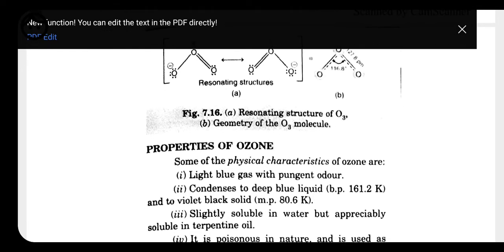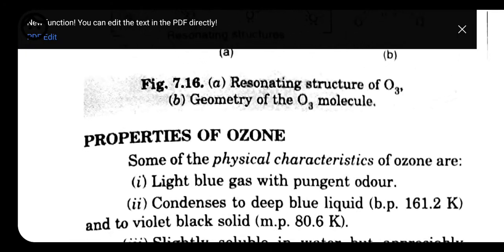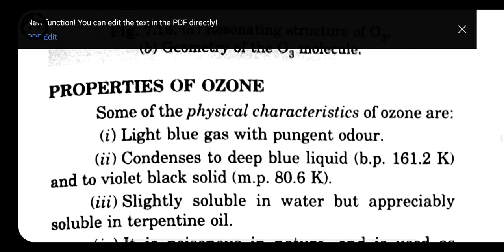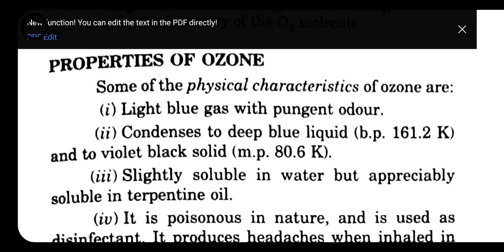Now here we have properties of ozone. Some of the physical characteristics of ozone are: it is a light blue gas with a pungent odor. When present in gas form, it is light blue in color, but as we condense it and convert it into liquid form, it shows a deep blue color with a boiling point of 161.2 Kelvin. On compressing it more, it gets converted into a solid. The color of this is a violet black solid, and the melting point is 80.6 Kelvin.